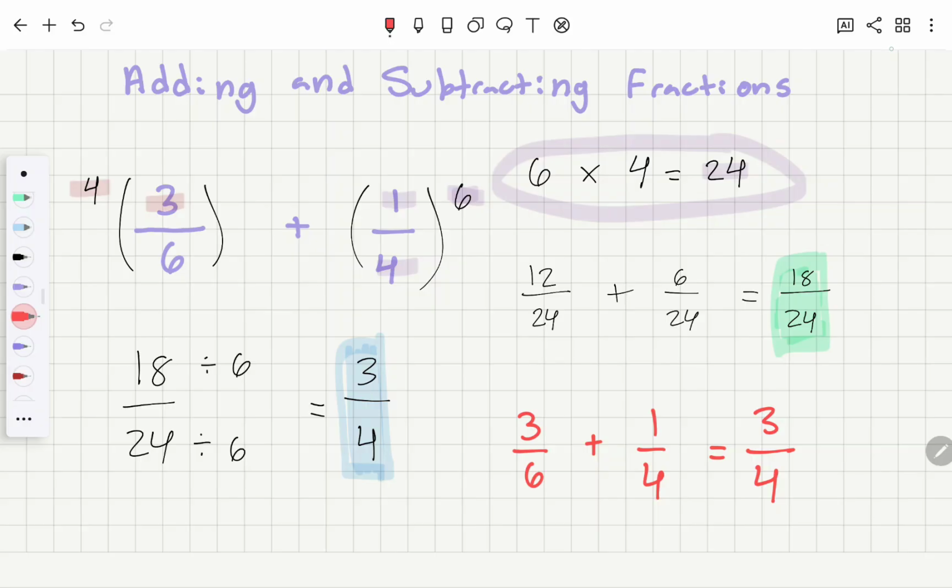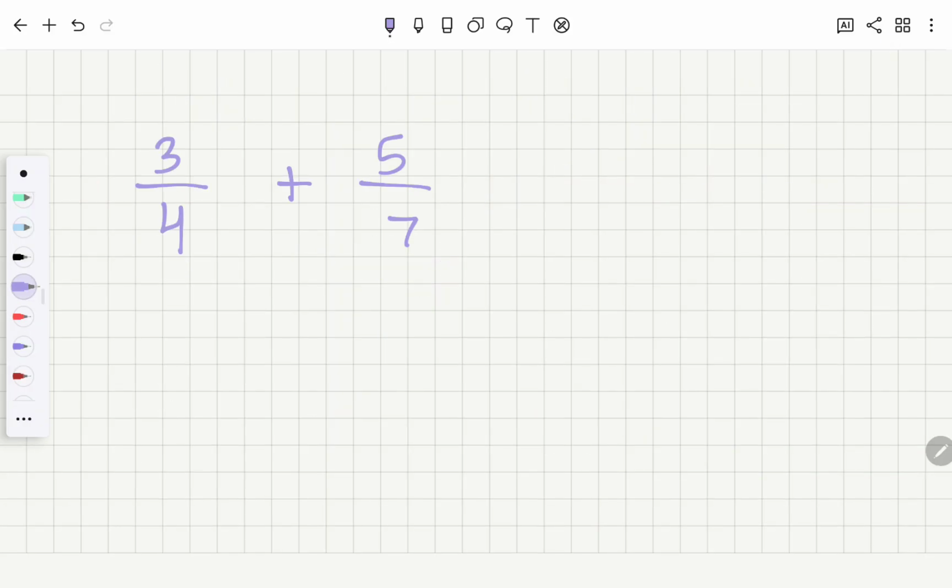Let's do another example for adding. Alright, let's do this one. 3 over 4 plus 5 over 7. The first thing I'm going to do is multiply the denominators to get a common denominator. So I'm going to do 4 times 7, which is 28. So what I'm going to do immediately is rewrite my equation, all with a common denominator of 28.